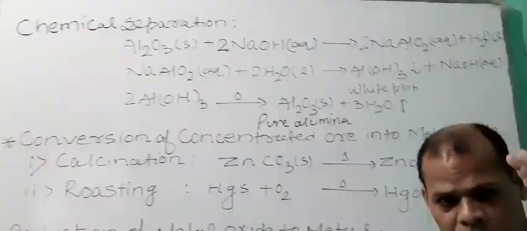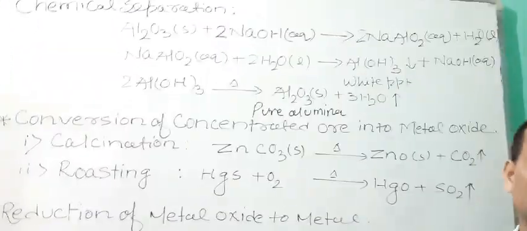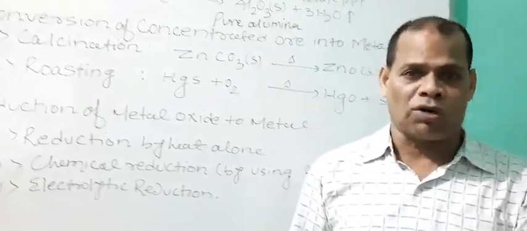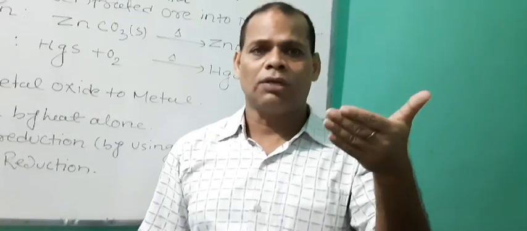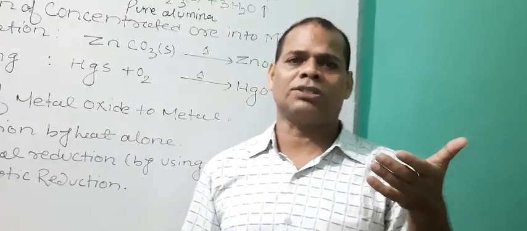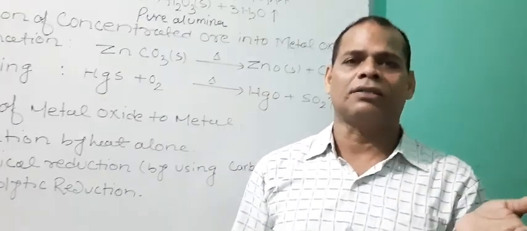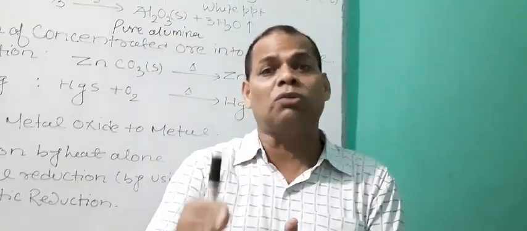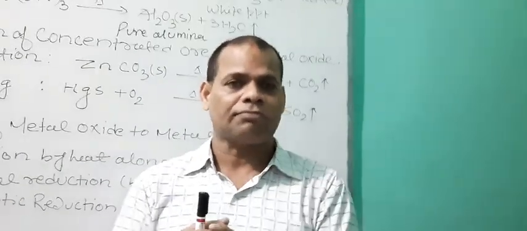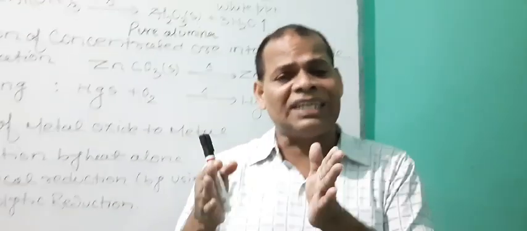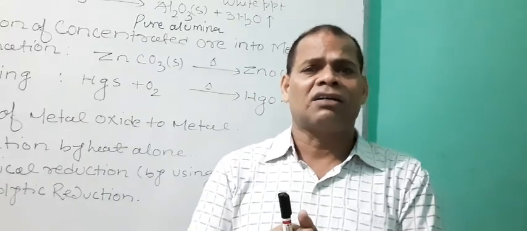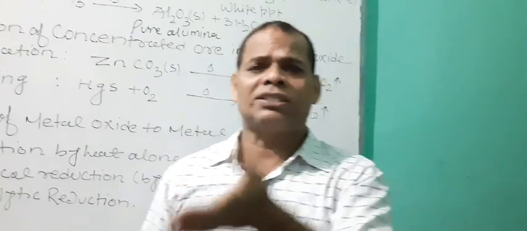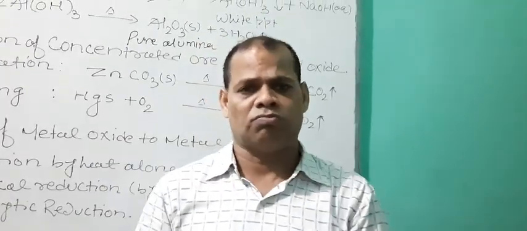So, in a metallurgical process, the first step was the concentration of the ore. Now, the second step goes towards the metallurgical operation, the conversion of concentrated ore into metal oxide, because it is easier to obtain metal from their oxide form rather than carbonate or sulfate or sulfide form.